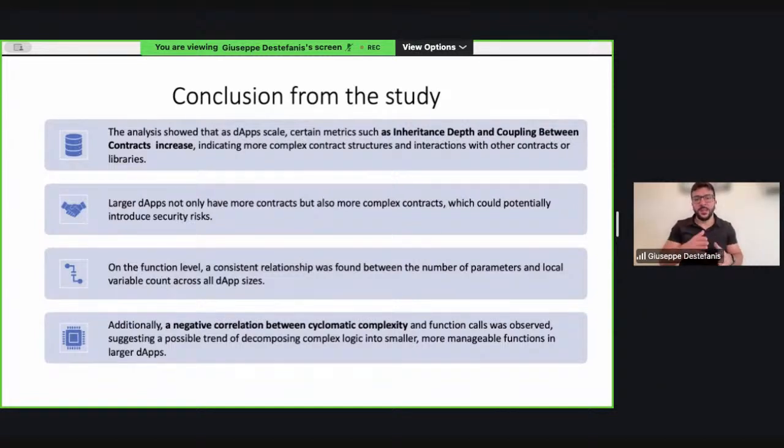At function level, we found a consistent relationship between number of parameters and local variables among all the different dApp sizes. And also a negative correlation between cyclomatic complexity and function calls. This was observed, and we are studying this in deeper detail. We are now performing studies for understanding both coupling and cyclomatic complexity better, also because this is a very preliminary study with a limited data set. And the suggestion was a possible trend of decomposing complex logic into smaller functions in larger decentralized applications. It means that developers are thinking about the structure that they want to give to a decentralized application.